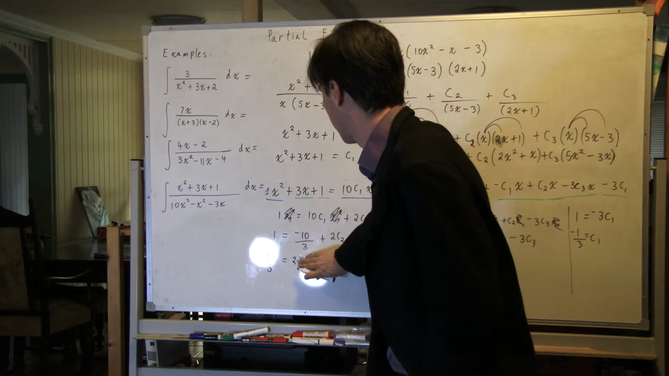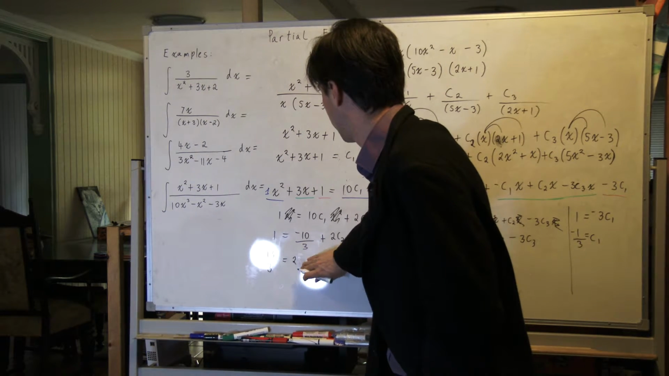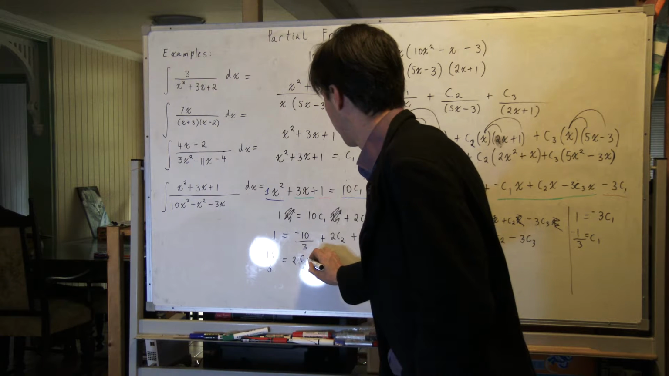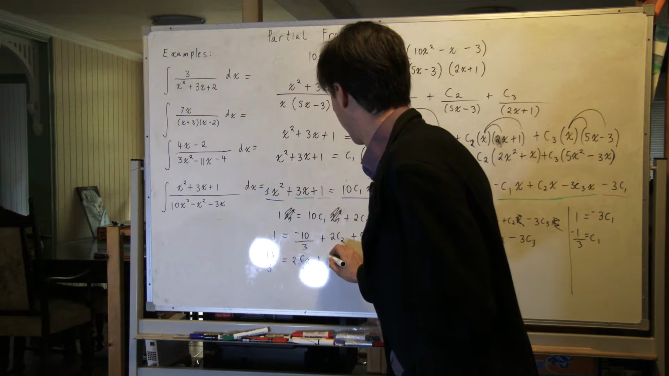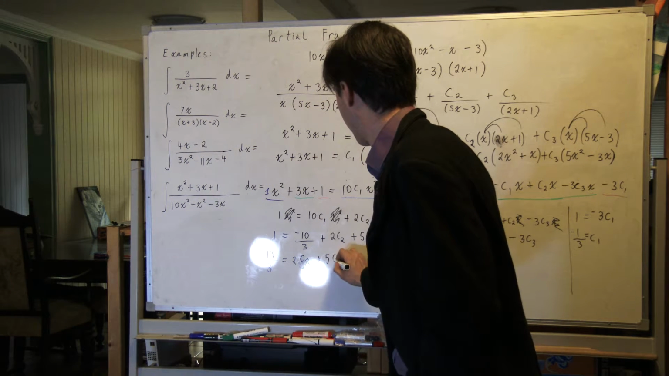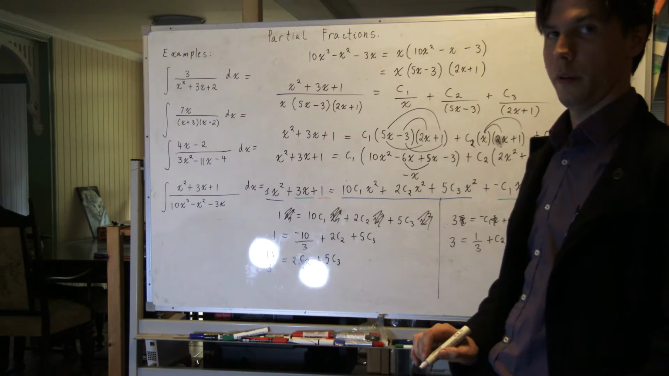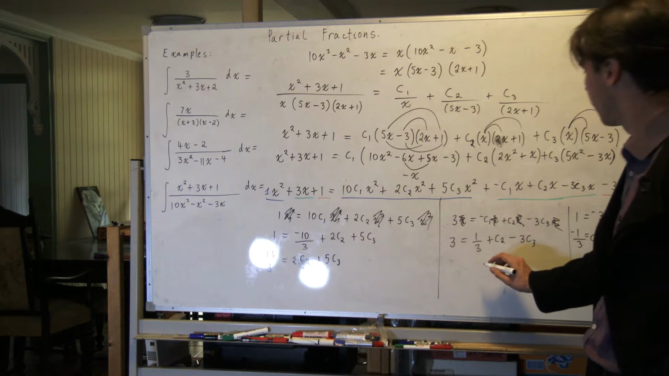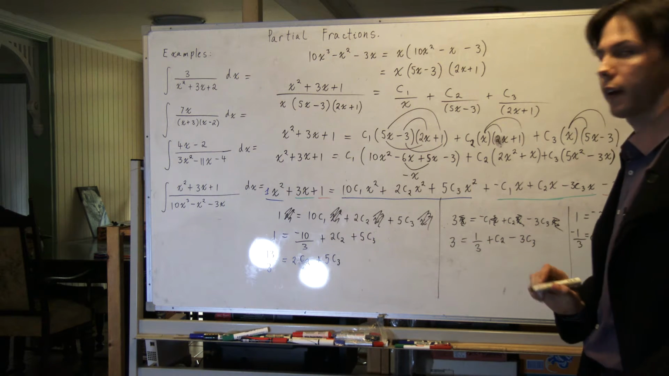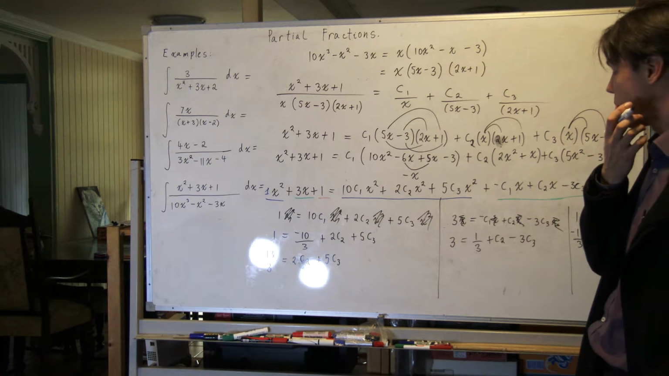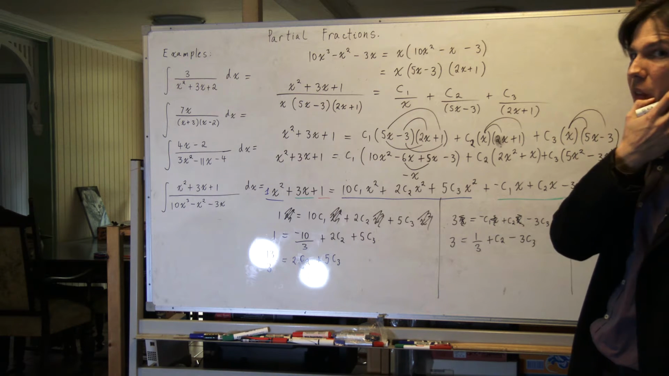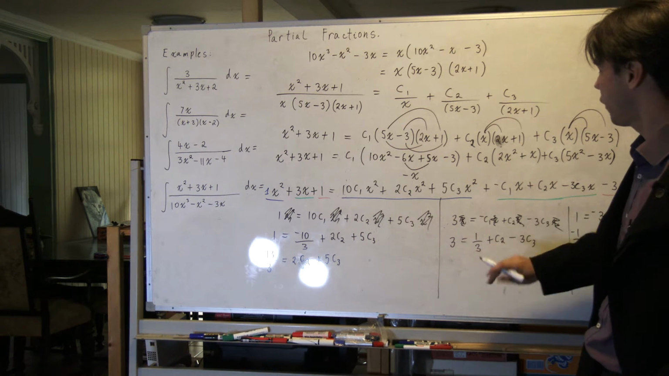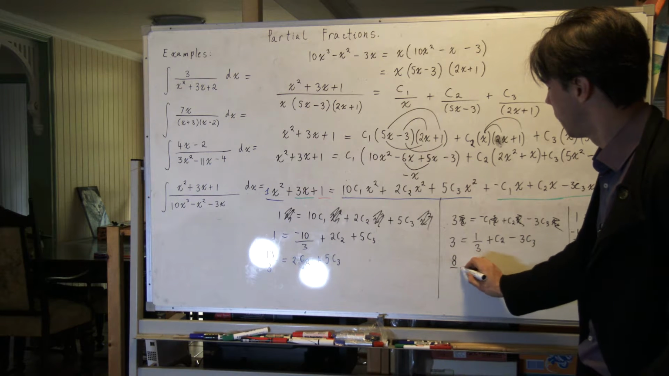Whoops, not 2x. We are done with x's by this point. So that's one equation. And then over here, I'm going to subtract 1/3 from both sides. 3 is 9/3. So 9/3 minus 1/3 is 8/3.